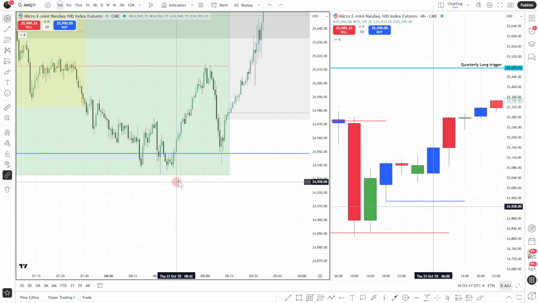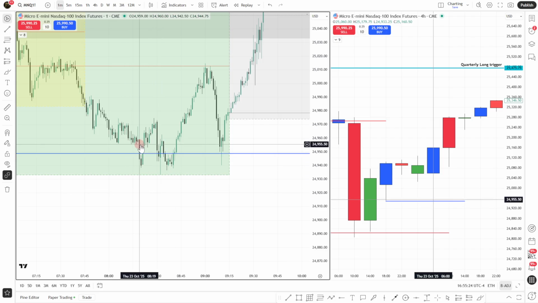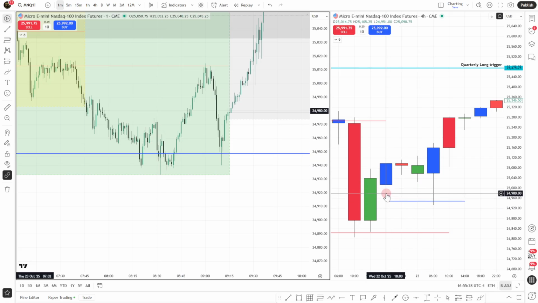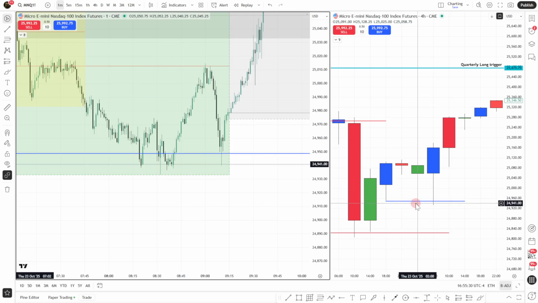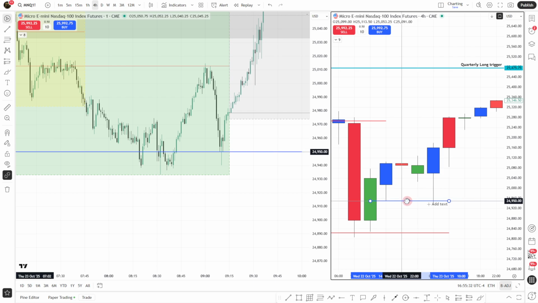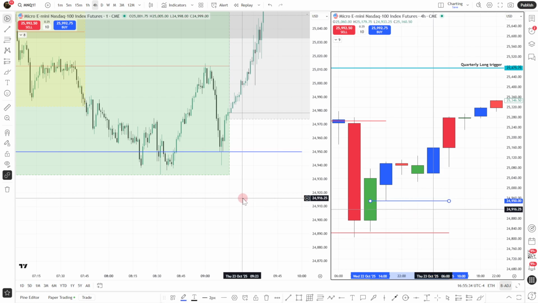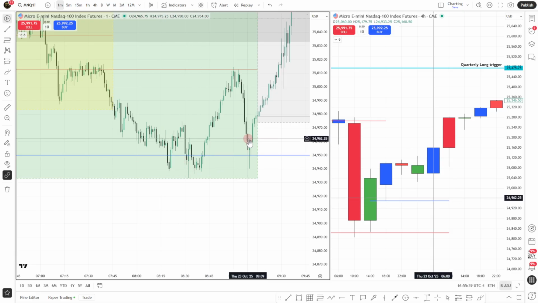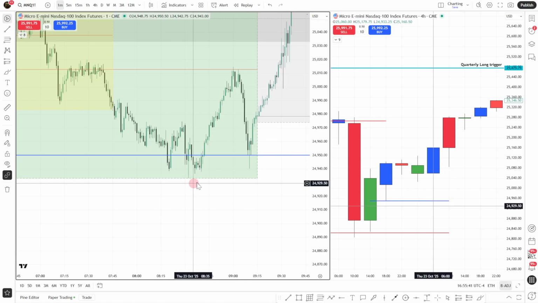Okay, again, not ideal, but it respects it. We're in the 6 a.m. candle. We take out the 6 p.m. low. There we go. We end up getting our third tap, but it doesn't take out this low.